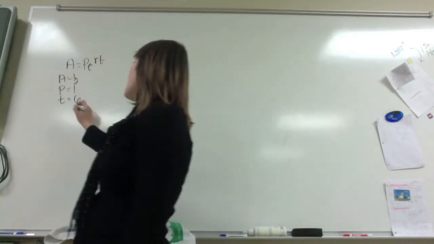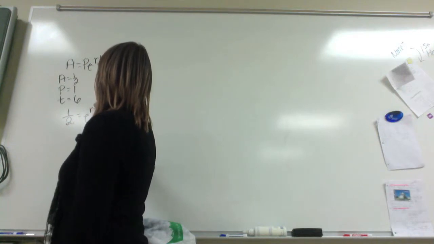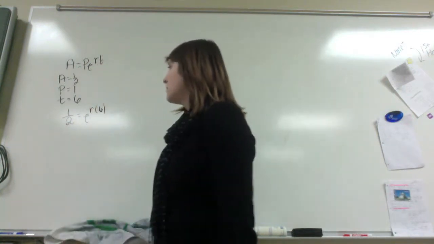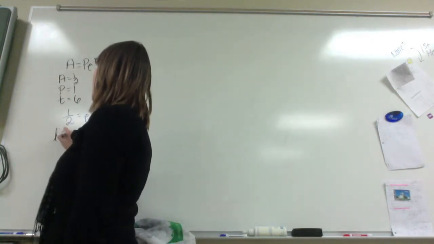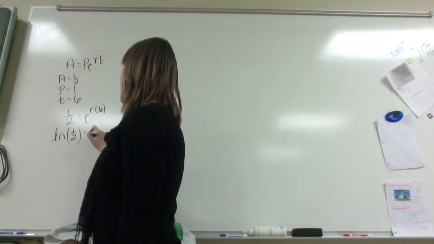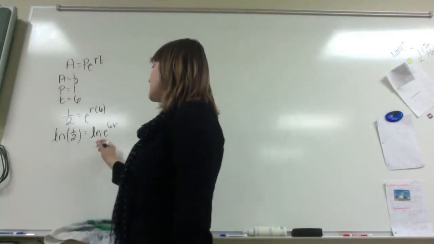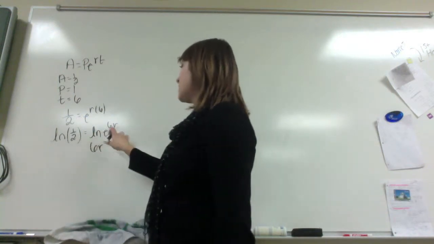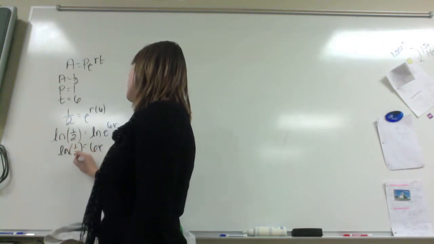Okay, so I've got 1/2 equals e to the 6r. If I want to solve that, I'm going to take the natural log of both sides. Again, I'm taking the natural log because I have an e in there. So I'll have the natural log of e to the 6r. If I move that 6r down, remember the natural log of e just cancels out, so I'm just going to leave it out of there.